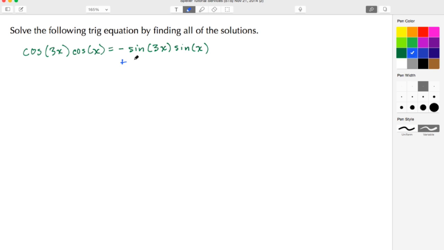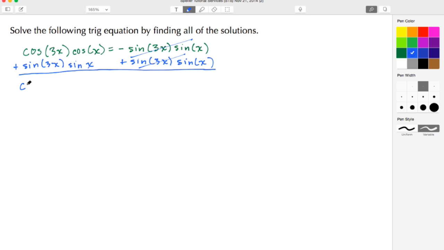So I'm going to end up adding sine 3x sine x to both the left-hand side, and I'm going to do that again on the right-hand side. So sine 3x sine x. I'm going to add these two together. In doing so, this right-hand side goes away and becomes 0. On the left-hand side, I end up with cosine 3x cosine x plus sine 3x sine x, and that is going to be set equal to 0.